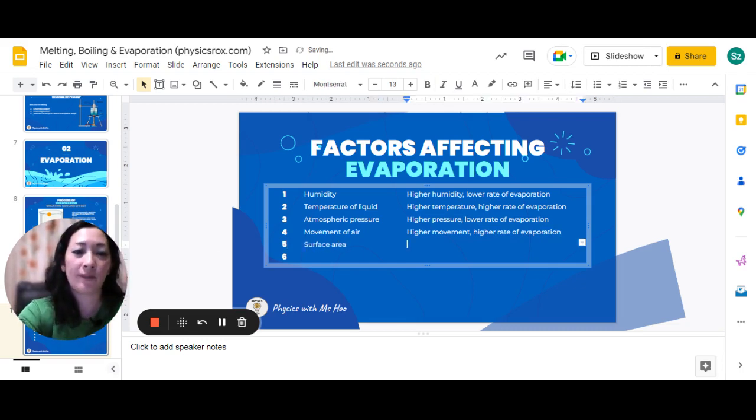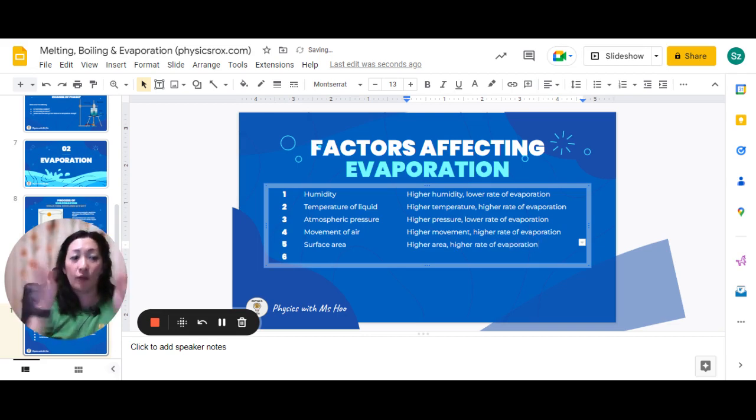Next, surface area. Logically, because evaporation happens on the surface, higher surface area, higher rate of evaporation. That's why when we want to dry our clothes on a clothesline, we don't fold them up. We spread them out over a wide area, like hanging a towel out wide, so that it's easier for it to dry.